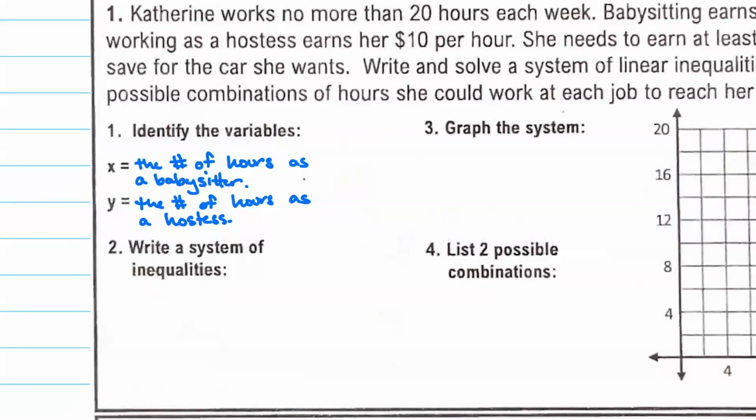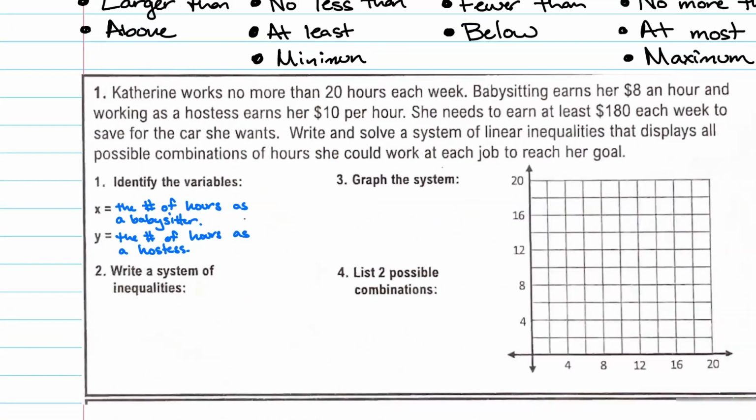Now, this is probably going to be the hardest part: I want to write a system of inequalities, right? So essentially, there's two different things going on here. They are giving me information about the number of hours, and then they're giving me information about money. And I definitely want to keep those two separated, okay? I don't want to intermingle them. So what does it say? It says Catherine works no more than 20 hours each week.